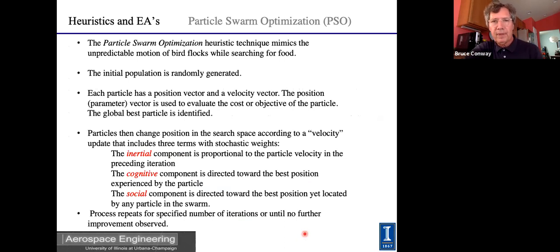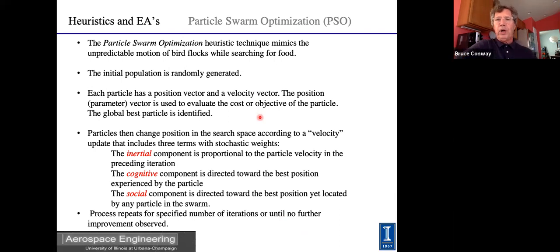Particle swarm is qualitatively different because it's not an evolutionary technique. In this case, every individual particle is trying to improve his or her cost. They're trying to improve themselves. But the initial population is still randomly generated. So every particle is initially inserted in an n-dimensional space.